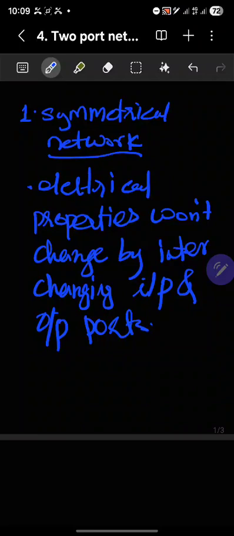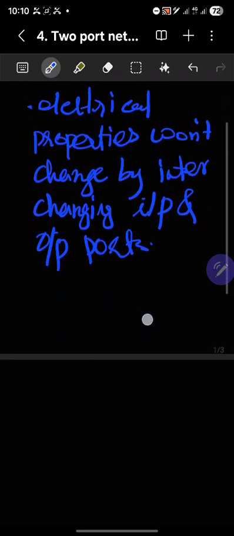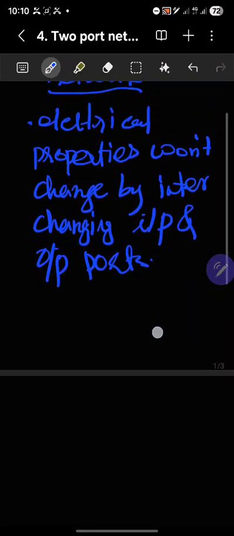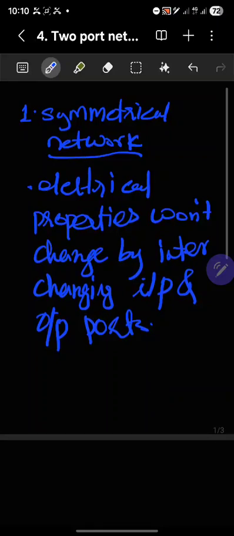So then what is an asymmetrical network? An asymmetrical network is a network which is not symmetrical. That means the electrical properties will change if we change the input and output ports. Similar to the symmetrical network, there is another kind of network called a reciprocal network. We'll discuss the symmetrical and reciprocal network and the condition for symmetry and reciprocity for the network in terms of network parameters.